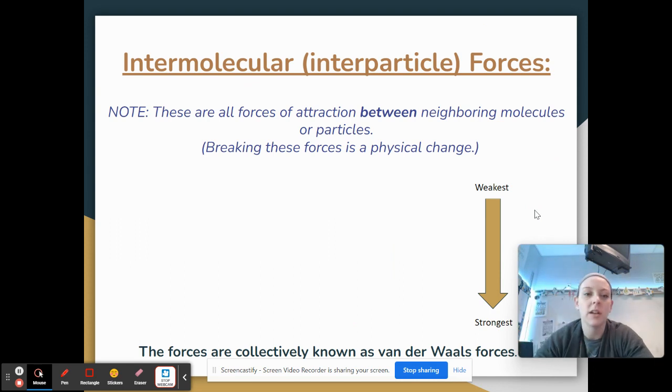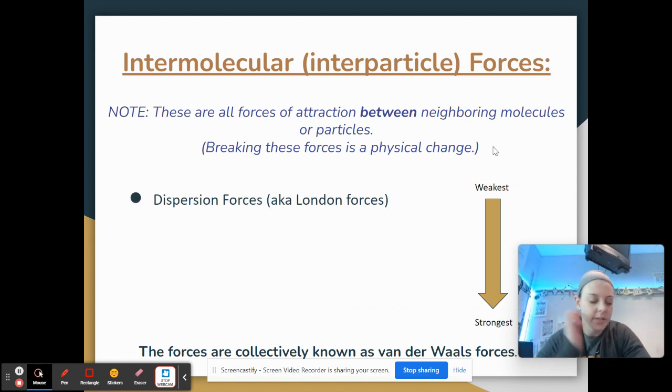So when we look at intermolecular forces, these are going to be the forces between those neighboring particles. So they're not chemical bonds. These are just holding particles close to each other. Of these forces, we rank them from weakest to strongest. The weakest that we see are what are called London dispersion forces. So these are super weak, not strong at all, very easy to break.